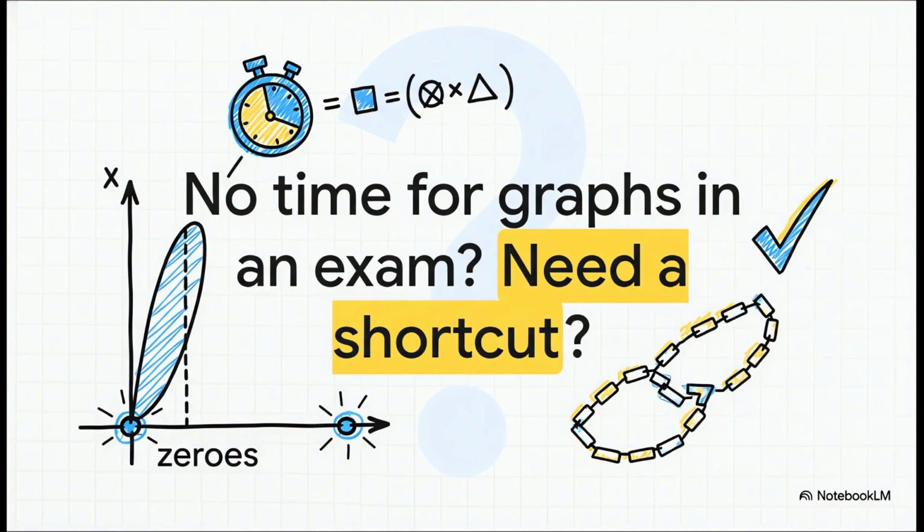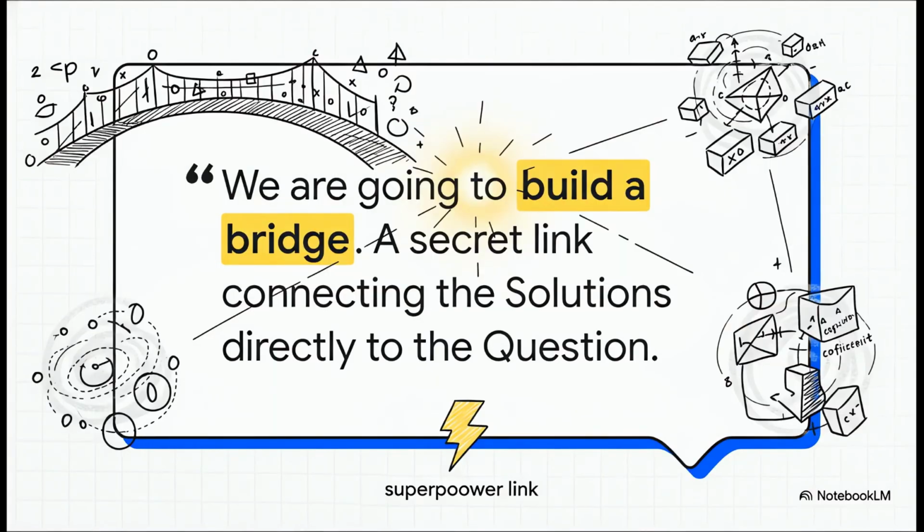So, what if there was a shortcut, a way to check your answers in seconds without ever needing a ruler? Well, that's exactly what we're going to do today. We are building that bridge. It's a secret mathematical link that connects the solutions, the zeros, directly back to the numbers you see in the original question. Honestly, once you master this, it feels like a mathematical superpower.